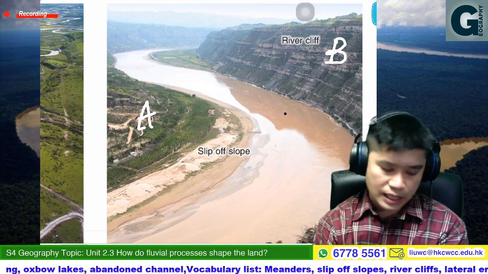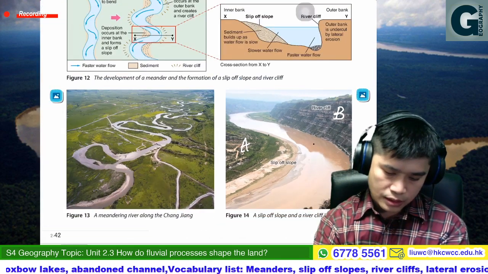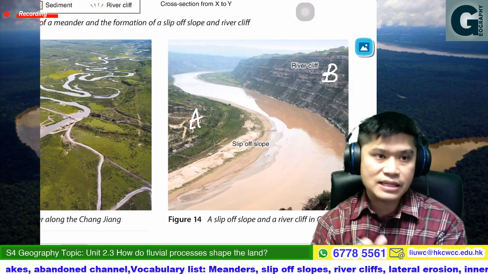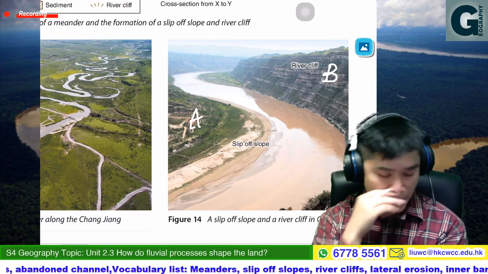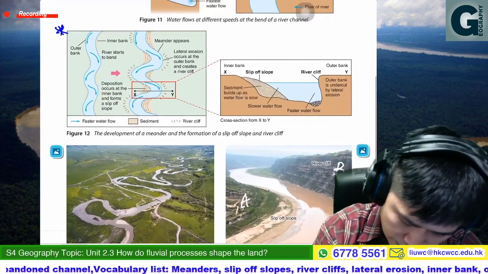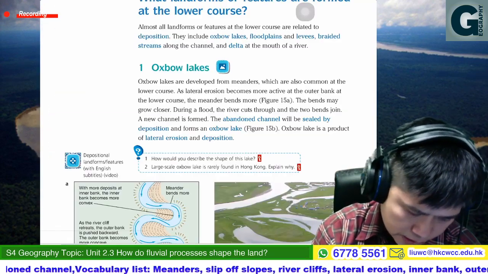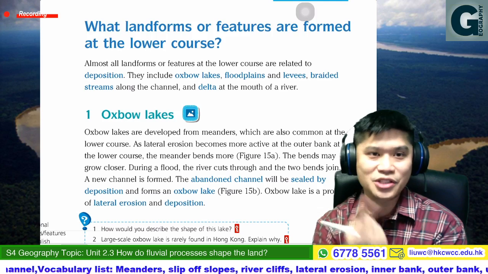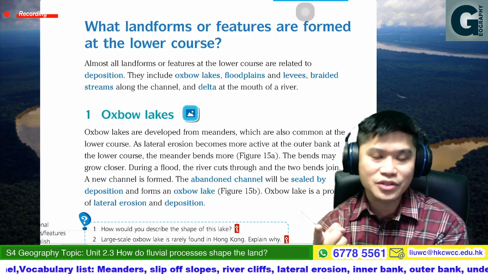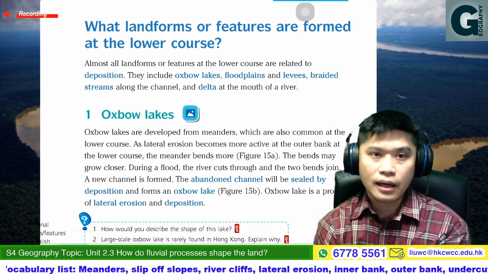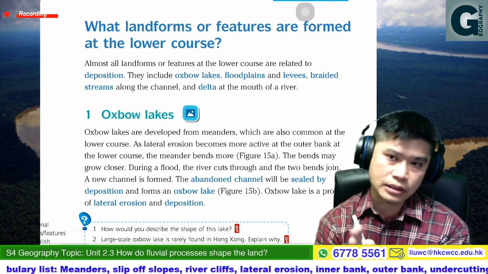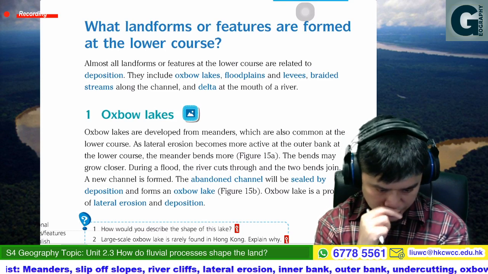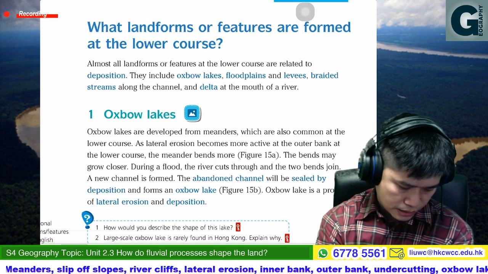So from this case, I would say we can use this as the reference. And that's it about the formation of meander. Right now, we can go to the lower course. For the middle course, there's just one feature we need to study. That will be the meander. And for the meander, we know the slip-off slope and also the river cliff. Then let's go to the lower course.